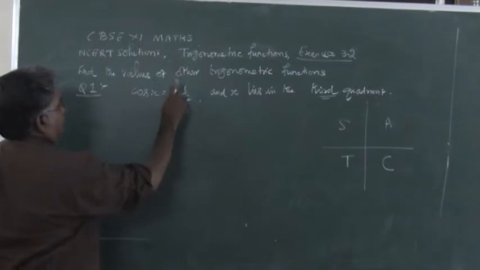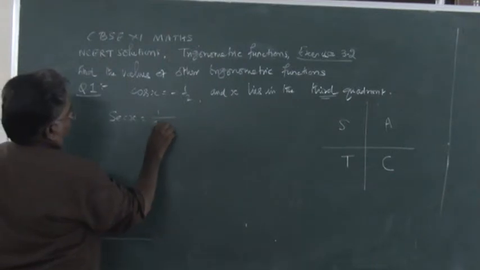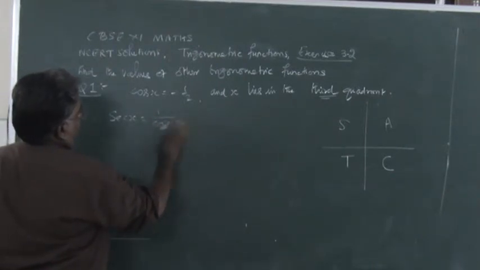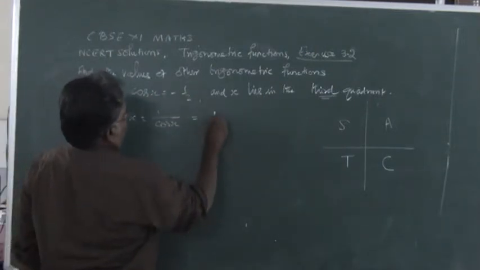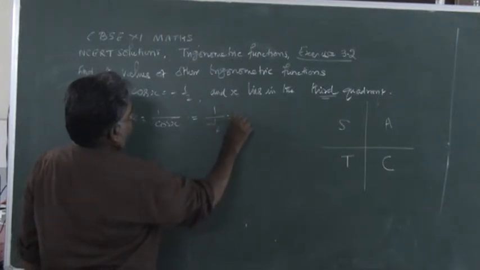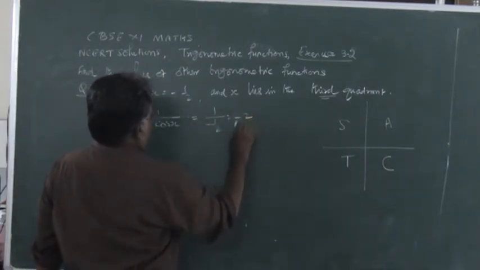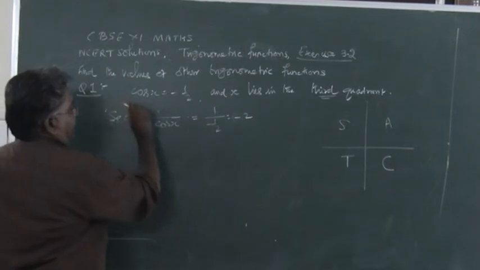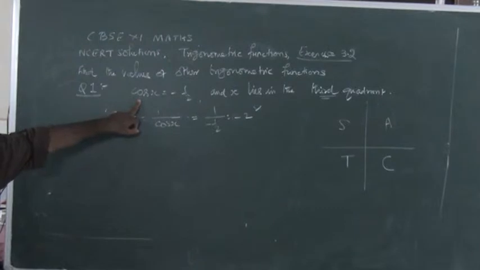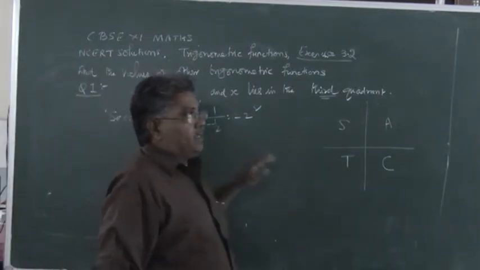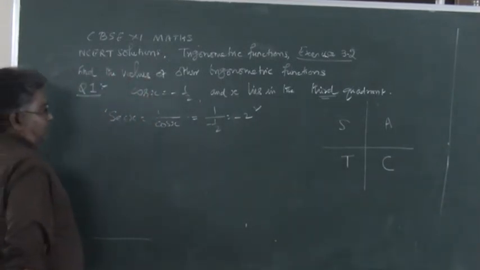Given cos x is minus half, reciprocal of secant x is 1 by cos x. But cos x is minus half, so 1 by minus half, this is 2, so minus 2. So you have found secant x as minus 2. Then you go in for square relationships.